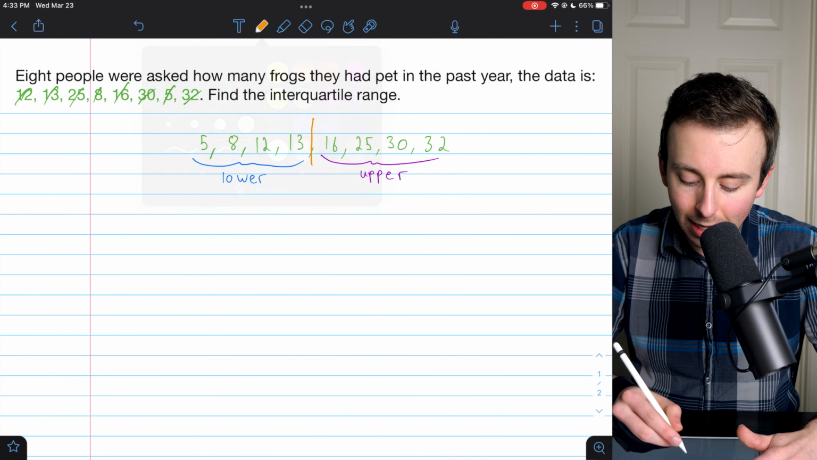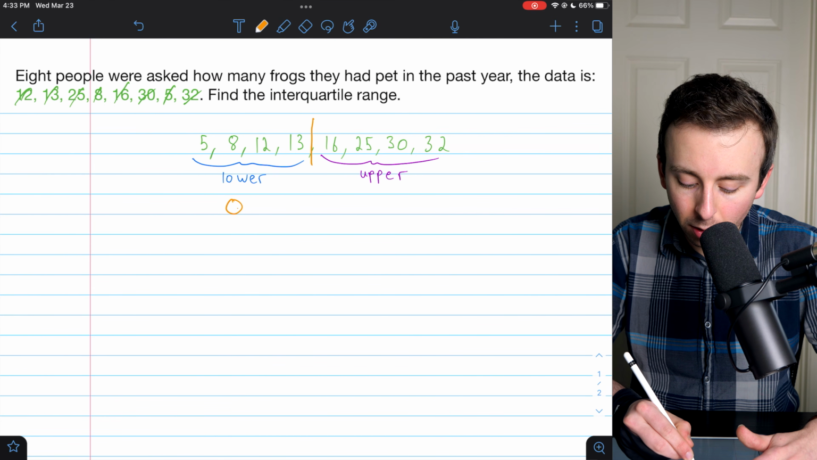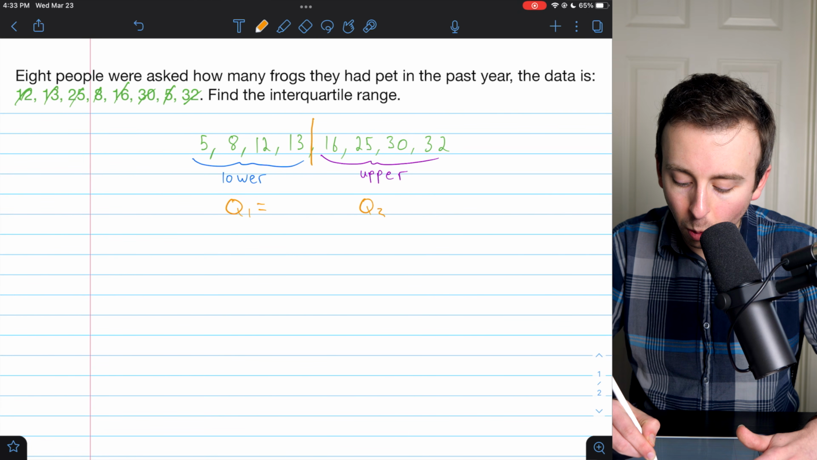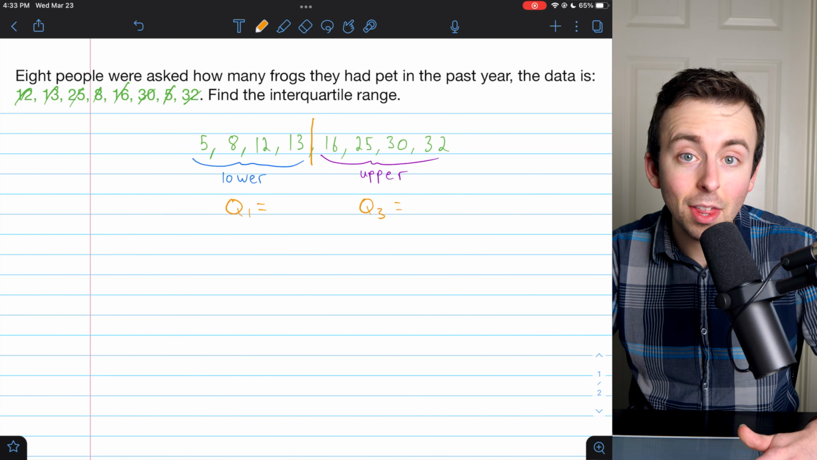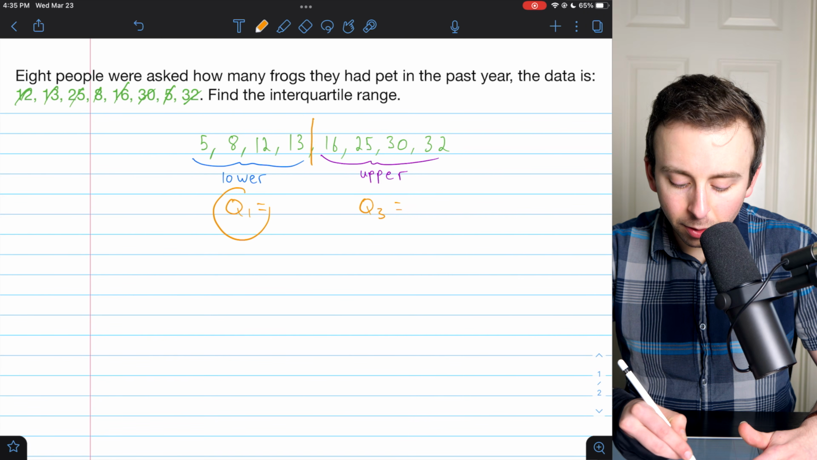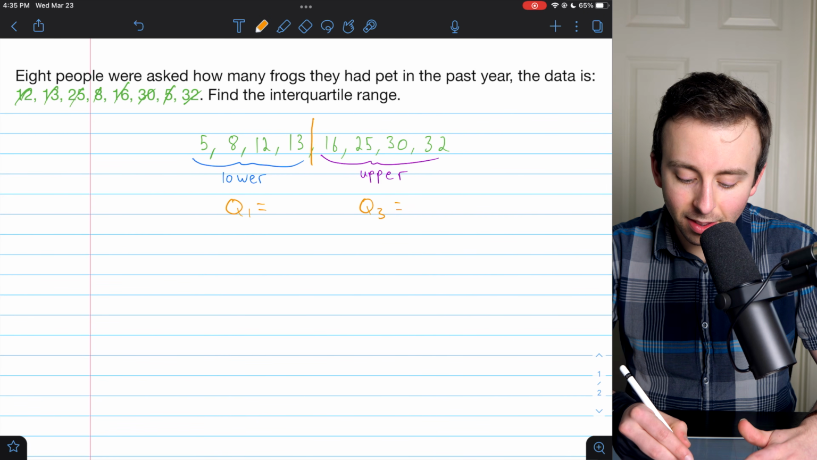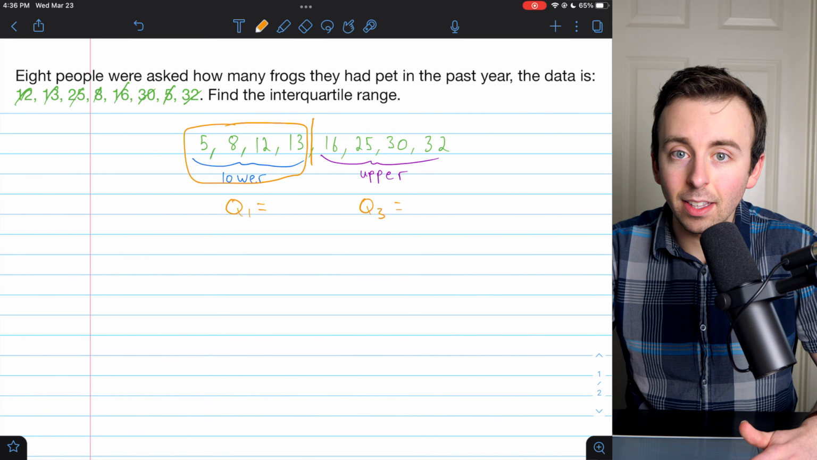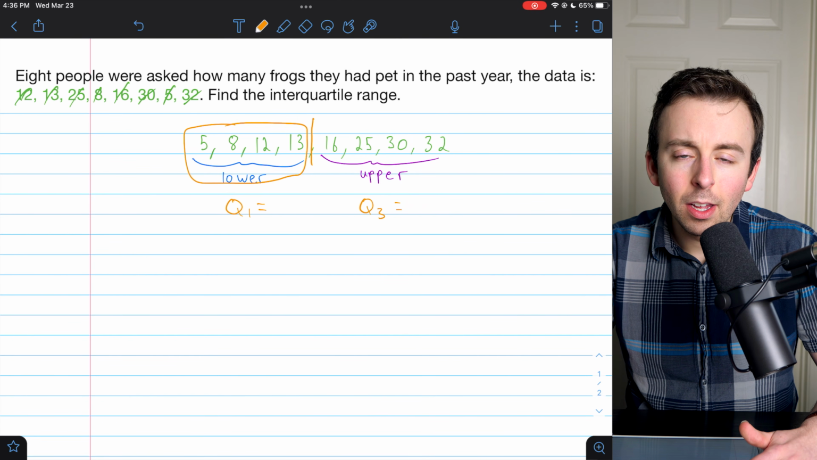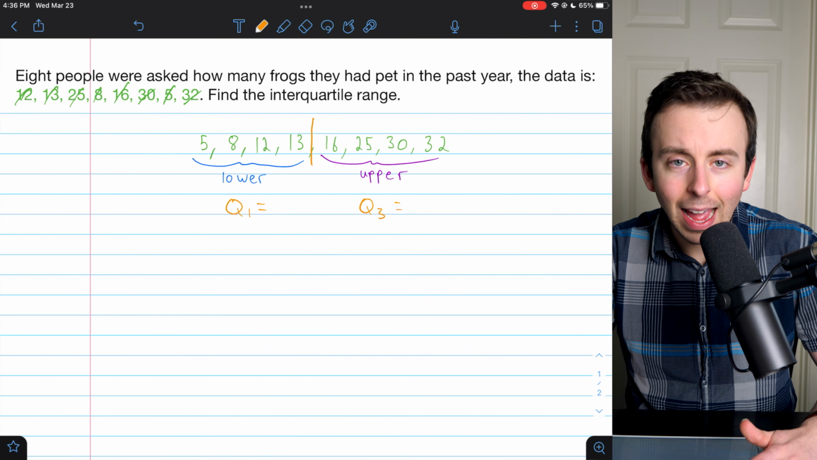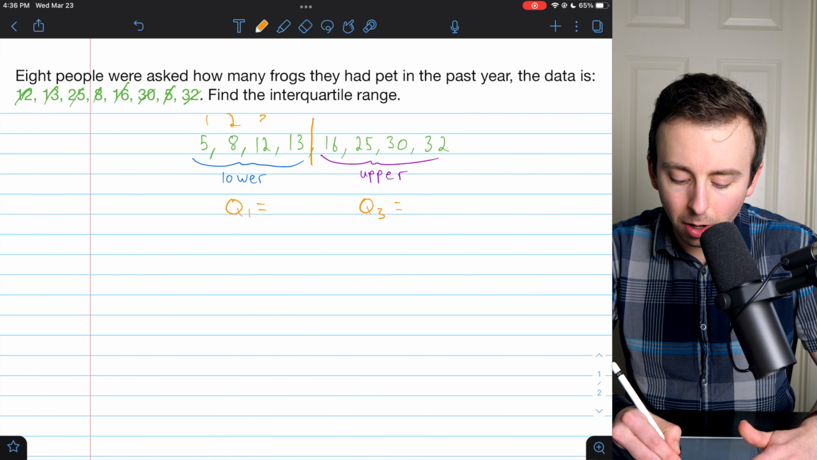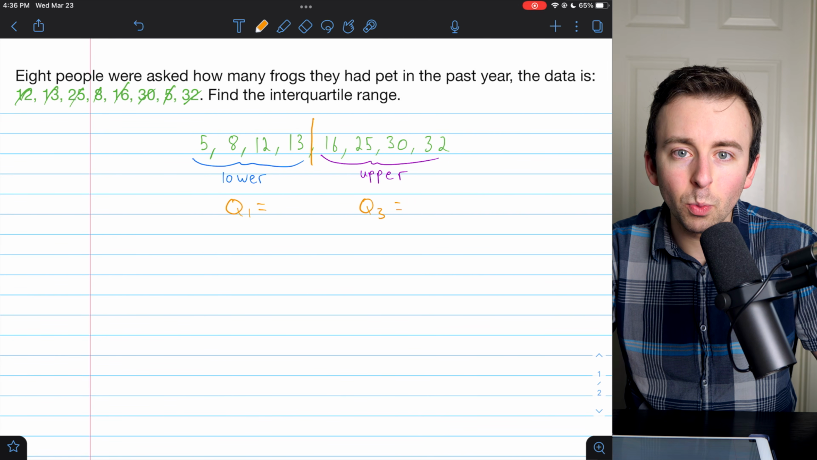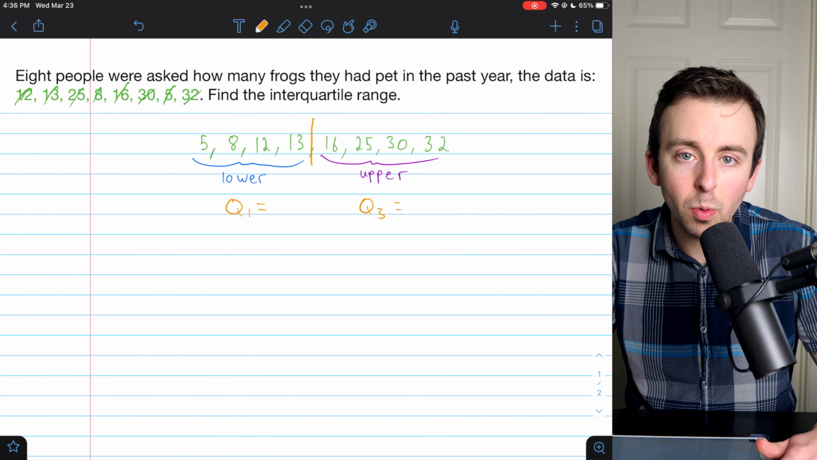All we have to do is find the first quartile, called Q1, and then find the third quartile, Q3, and then subtract them. Now, the first quartile, Q1, is the median of the lower half of data, and the median is the number in the middle. But the lower half of data has an even number of data values. So how do we find the number in the middle when we've got 4 data values?